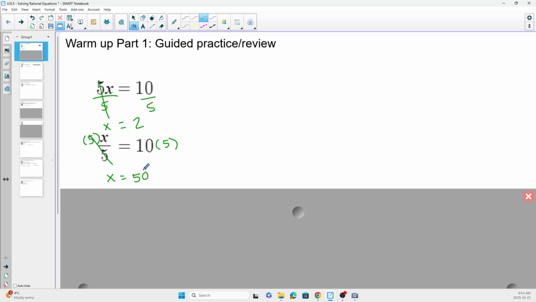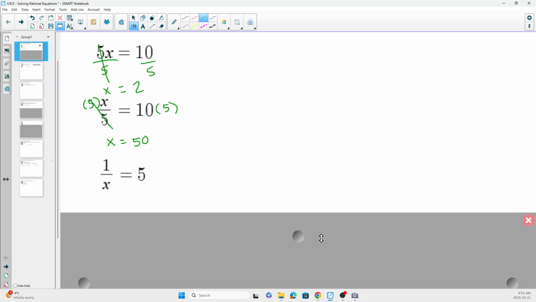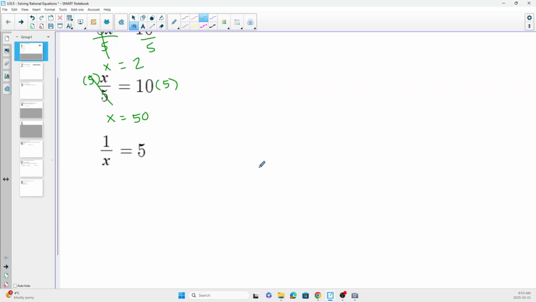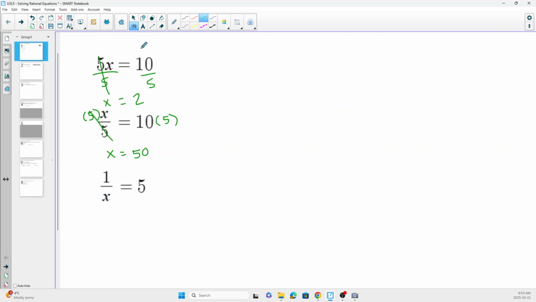Okay, so we're just looking at those basic inverse operations that you guys have been practicing for years and years. But now, what do we do if the variable is in the denominator? Because here we had 5 times x, and here we had x divided by 5. But now we have 1 divided by x is equal to 5. So 1 split up into some amount of groups is equal to 5. So we have to figure out, okay, 1 divided by what is equal to 5?